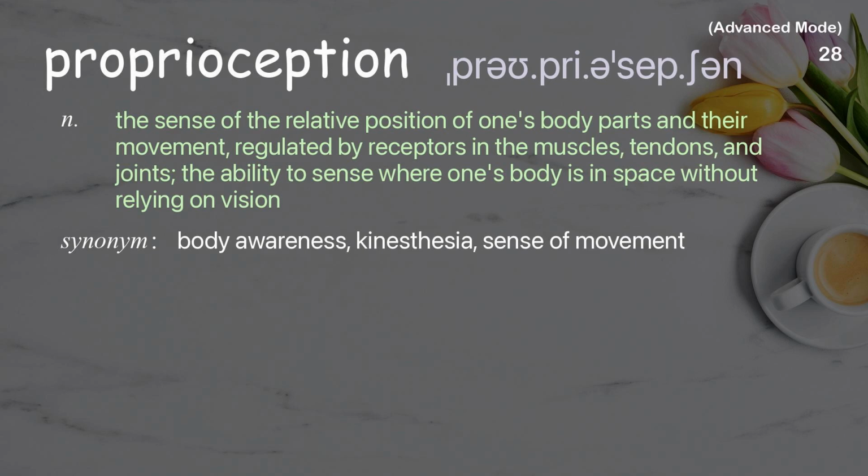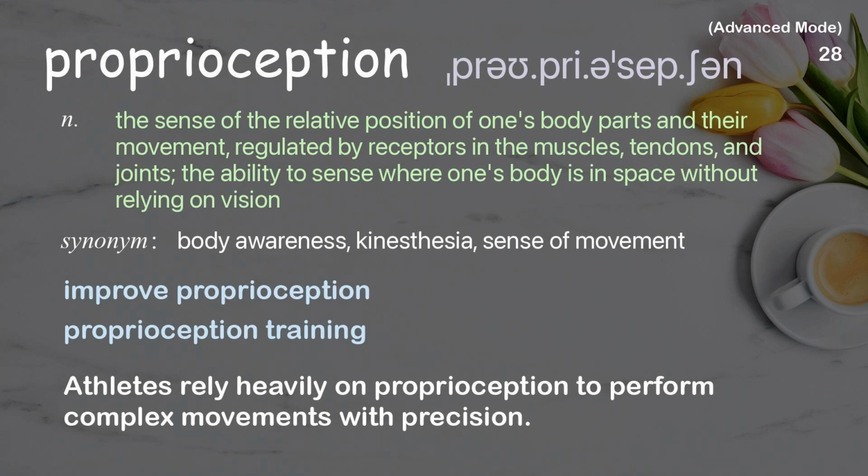Proprioception. The sense of the relative position of one's body parts and their movement, regulated by receptors in the muscles, tendons, and joints. The ability to sense where one's body is in space without relying on vision. Examples: Improve proprioception. Proprioception training. Athletes rely heavily on proprioception to perform complex movements with precision.